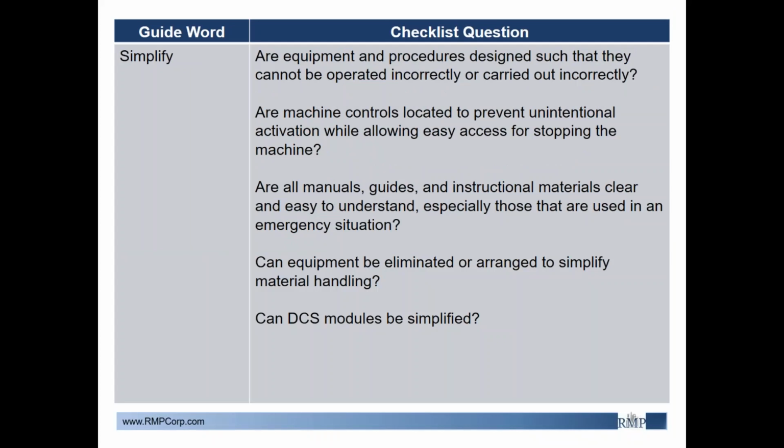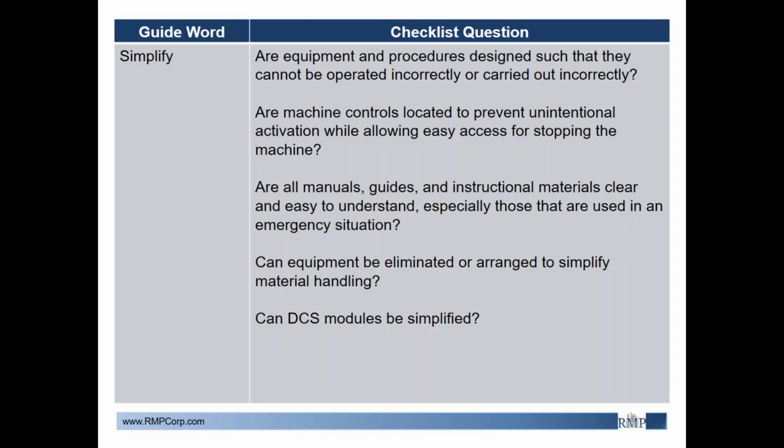And then finally, here are examples of simplification checklist questions to be added to the HAZOPS study. One question is, are equipment and procedures designed such that they cannot be operated incorrectly or carried out incorrectly? For example, can your displays be simplified? Is valving, piping, or hosing designed to prevent connection errors at your plant? Can vibration be reduced with better equipment? Is the use of open-ended valves minimized? Or can the number of connections and paths be reduced in your system?